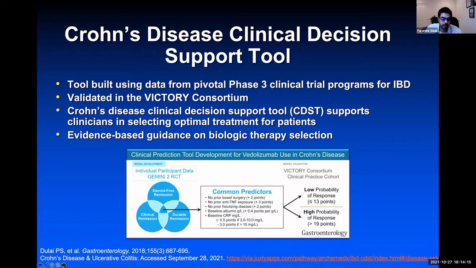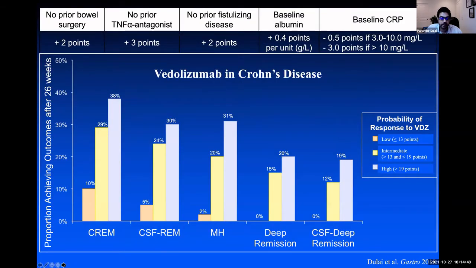And you can see here the abstract from our paper on this from a few years ago. We looked at steroid-free remission, clinical remission, and durable remission. You can see the predictors are quite simple: bowel surgery, prior anti-TNF exposure, prior fistulizing disease, albumin, and CRP. Some may argue that those are common predictors to all drugs, but I'll show you some data later that the way we weight these for each drug actually allows for drug-specific prediction. And so you stratify a patient as having either a low or high probability of response based on a simple calculation or calculator.